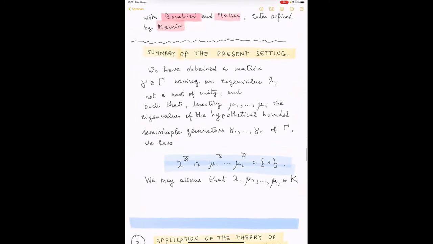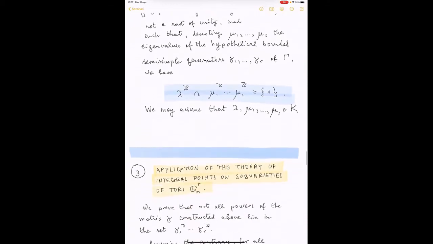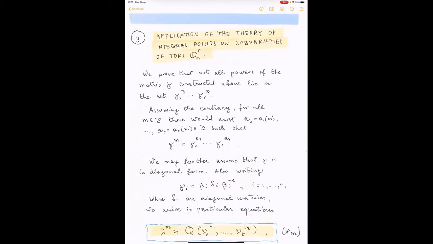Of the setting and conclusion of my proof, we have obtained a matrix gamma having an eigenvalue lambda, not a root of unity, and such that, denoting mu1, ..., mu_s the eigenvalues of the hypothetical generators, we have that this intersection is trivial. Subvariety of tori. This is a deep theory. To apply this, we assume that each power of gamma is a product of powers of the gamma i's, which would be ensured by the bounded generation.